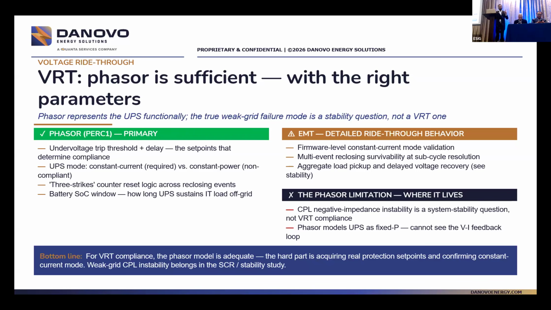Then the question becomes why? Now, what's unique about the grid in the WECC that you don't see a lot of in the East? You have fault-induced delayed voltage recovery. You have a lot of single-phase AC motor load that's stalling.